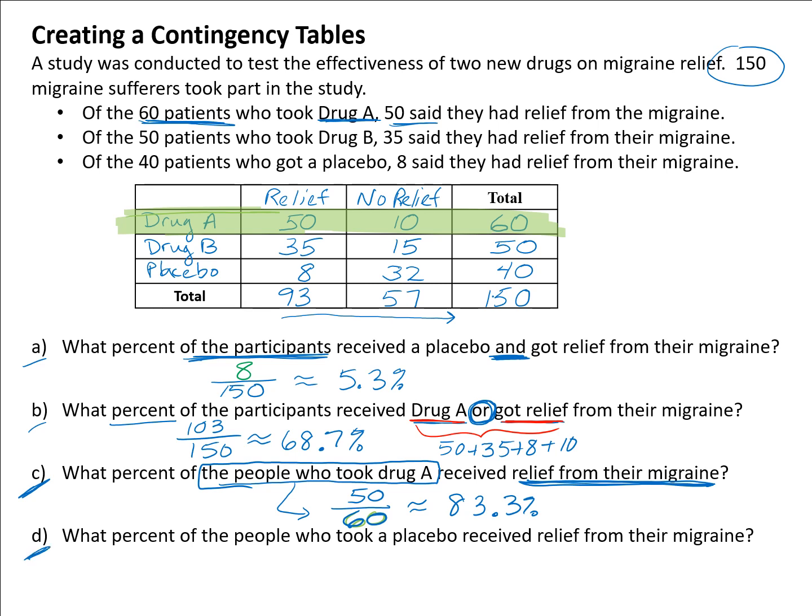And part D, what percent of the people who took a placebo received relief from their migraine? So now we're looking at just the people who took the placebo. That would be 40 people, and those people who received relief were 8 of those 40. So this would be 8 out of 40. 8 divided by 40 comes out, without having to round, to exactly 20%.